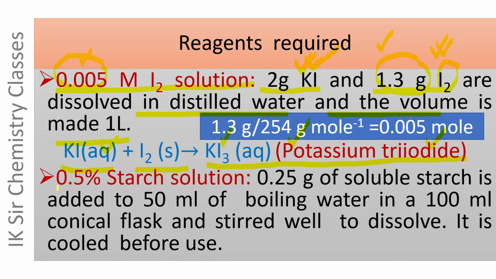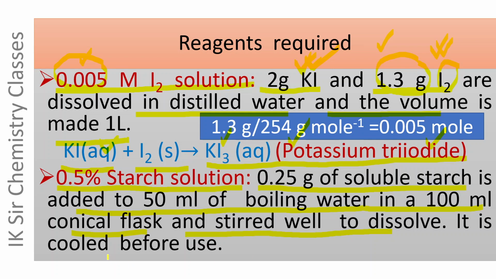And 0.5% starch solution is to be prepared, which is used as indicator. For this purpose, 0.25 gram of soluble starch is added to 50 ml of boiling water in 100 ml conical flask and stirred well to dissolve it.